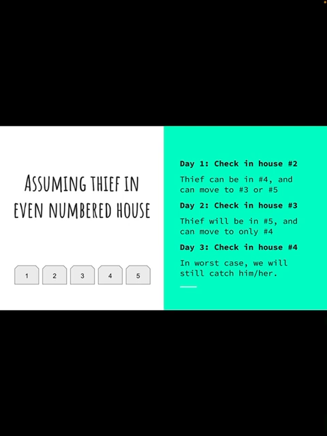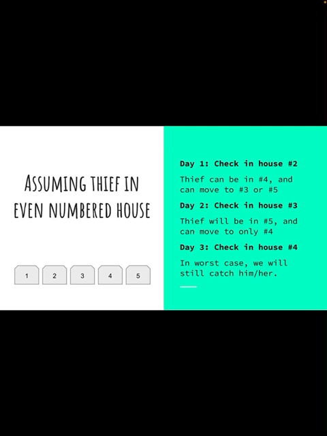Right, if we are not able to find the thief on house number 3, that means the thief moved from 4 to 5 and he did not choose a path from 4 to 3, right? So at this point of time, when we are checking house number 3, we exactly know that the thief would be at house number 5. Now all this is based on the initial assumption that the thief started off from an even number house, right? And the next day we can just go to house number 4 because there is only one option to move from house number 5, which is house number 4.